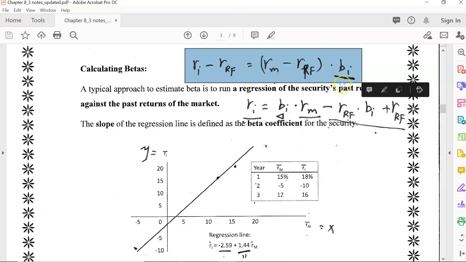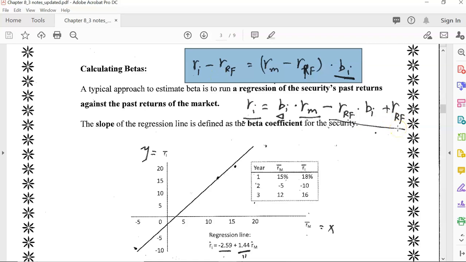We want to run this model many times using historical data of market return, risk-free return, and stock return. If we use 10-year, 20-year, or 30-year data of these three variables and run a regression line, we would have an estimated beta based on historical data. If we rewrite this model, we can write Ri as the left-hand side variable, and on the right-hand side we have beta i multiplied by Rm, minus risk-free rate multiplied by beta, and we move the risk-free rate to the right-hand side.